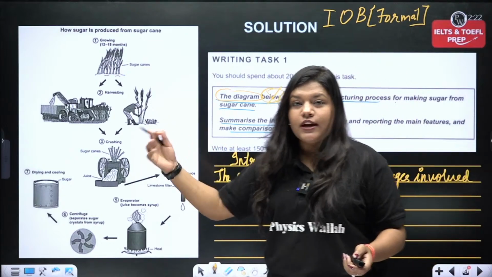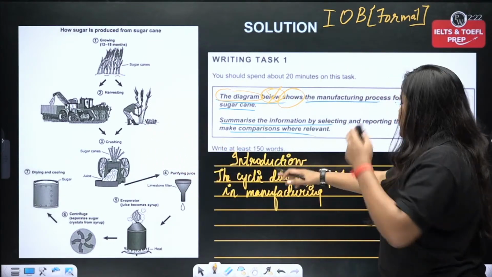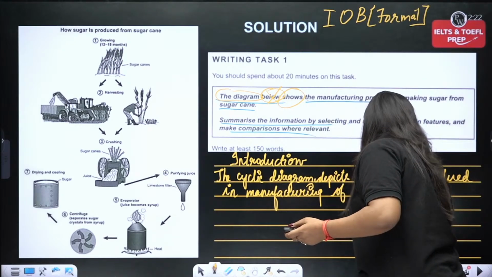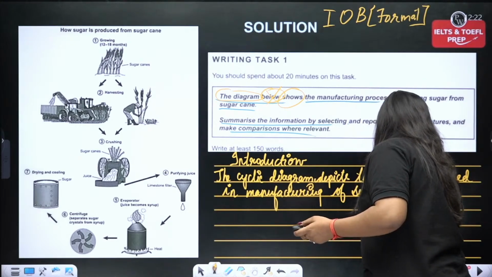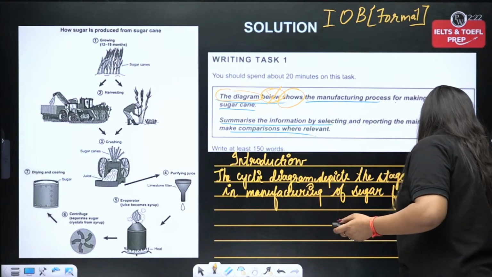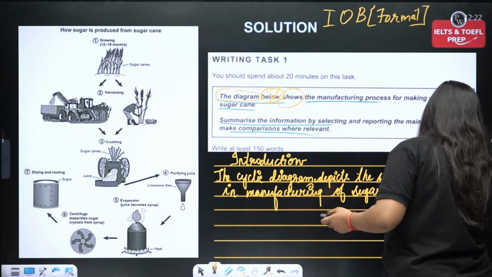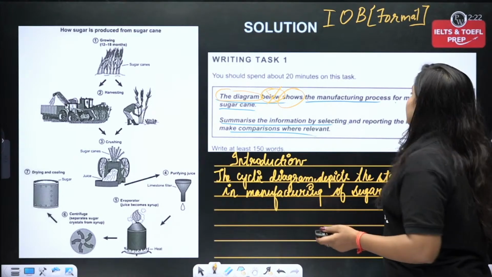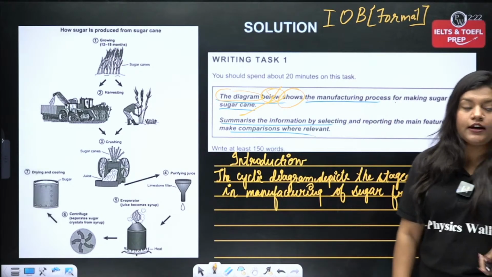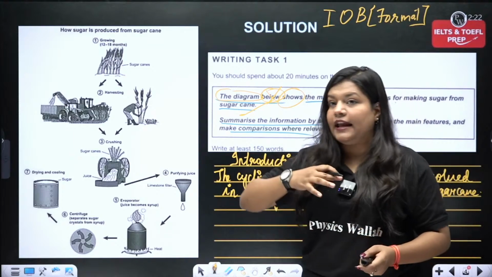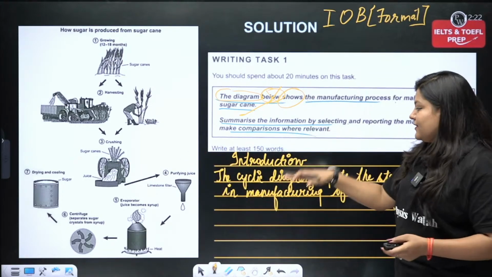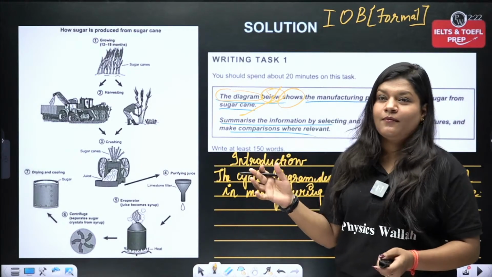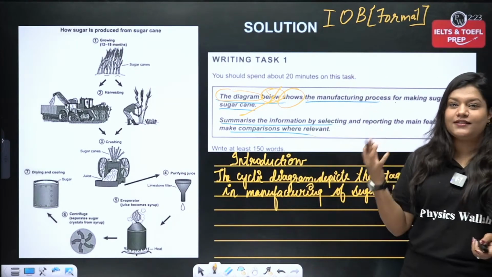The cyclic diagram depicts the stages involved in manufacturing sugar from sugar cane. ठीक है, this is how the entire process is going on. ठीक है, the cyclic diagram depicts the stages involved in manufacturing of sugar from sugar cane. Clear, done, sorted, and you don't have to write anything else apart from that. This is the entire introduction that you're going to write. Clear? Now I'm giving you some time. Please let me know that it's clear or not.